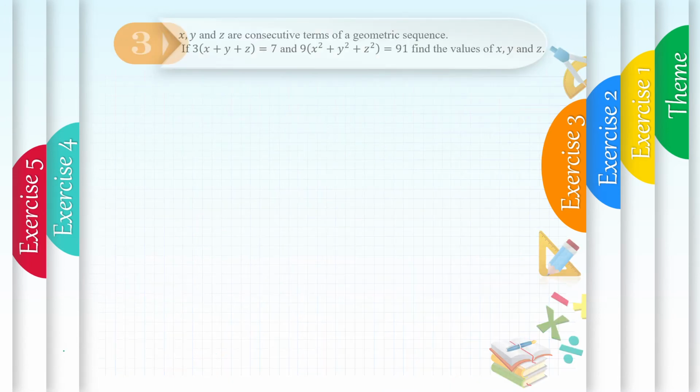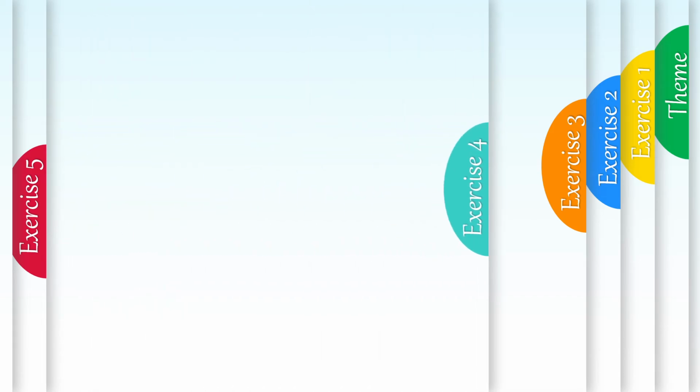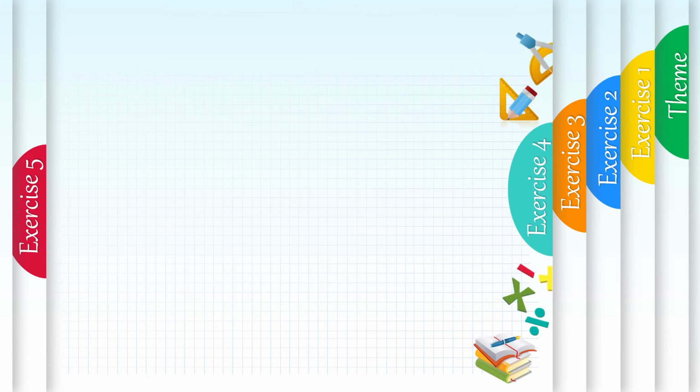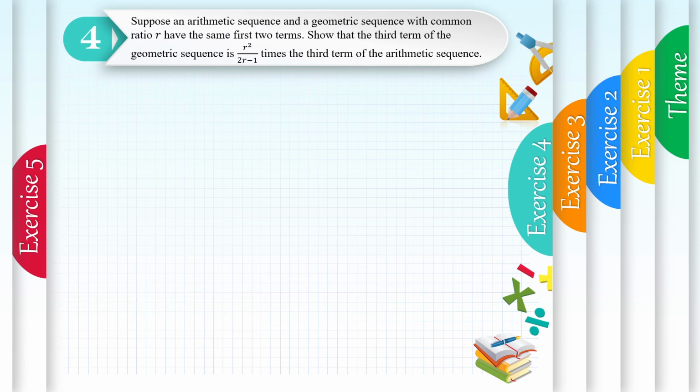Let's move to exercise number 4. Exercise number 4 tells us the following. Suppose an arithmetic sequence and a geometric sequence with common ratio r had the same first two terms. Show that the third term of the geometric sequence is this times the third term of the arithmetic sequence.